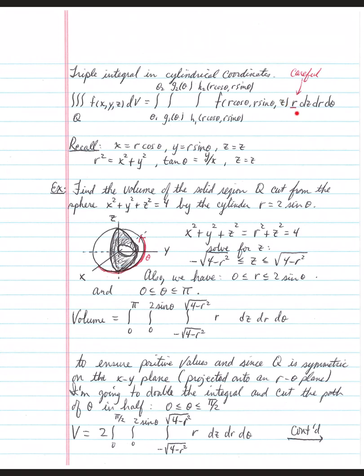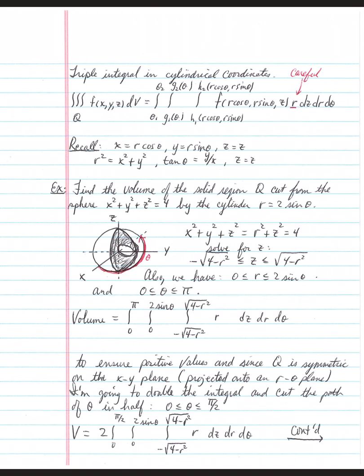I want to point out this r here is very easy to forget. So you'll have a function in cylindrical coordinates where x is r cosine theta, y is r sine theta, z stays the same, and you'll integrate with respect to z, r, and then theta. Example: find the volume of the solid region Q.